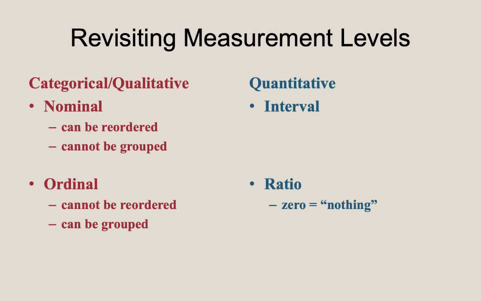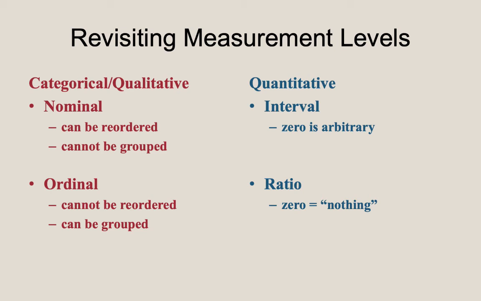Okay, let's clarify the difference between interval and ratio level data now. For ratio level data, the 0 actually means nothing or no amount of that quantity being measured. For example, if you are counting the number of eggs given by the chickens on the farm, if you have a value of 0, that means the chicken produced no eggs. This is different from interval data, where 0 does not necessarily represent quote-unquote nothing of that quantity.